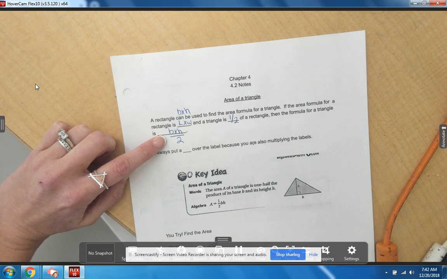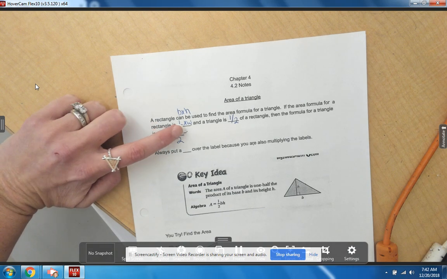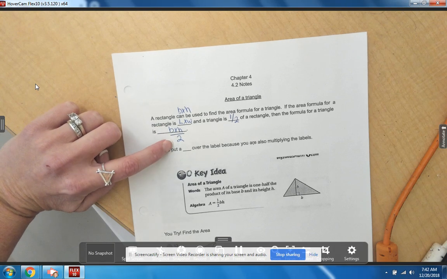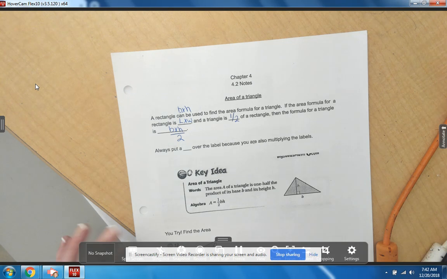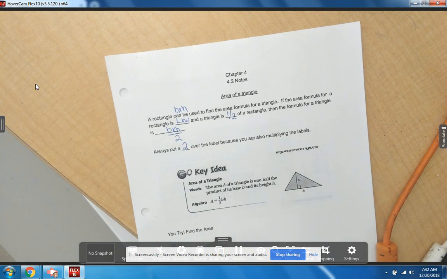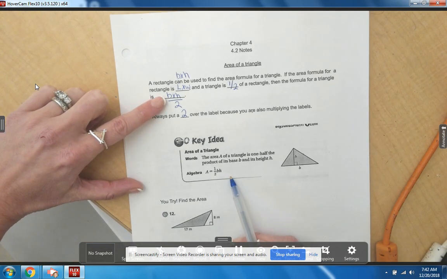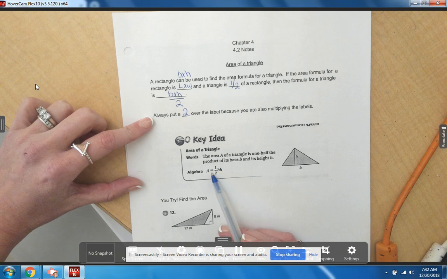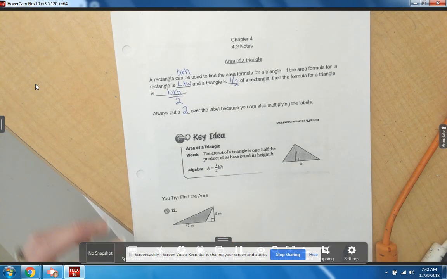So I'm going to write it as a fraction because that means divided by 2. Basically you find the base and the height, which always have to make that 90-degree angle, and then you divide the answer in half because this is the formula for a parallelogram and a triangle is half of that. Always put a 2 over the label because you are also multiplying the labels. So the formula can be written both ways. You can write base times height divided by 2, or you can write half base times height, which means multiply the base and height, cut your answer in half, which is the same thing as this. So whichever one you prefer.